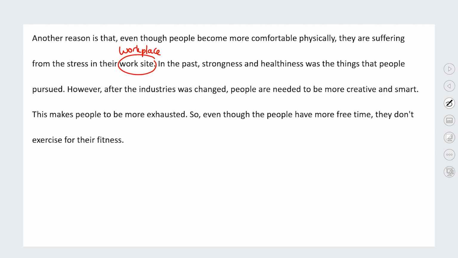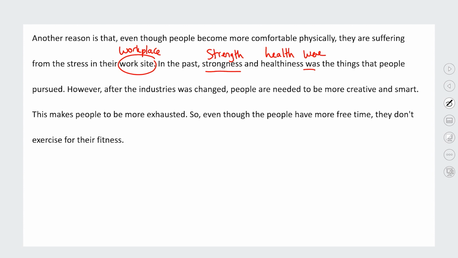In the past, strongness and healthiness were the things that people pursued. Strongness, I think this person means strength. Strongness isn't correct. Strength and health were the things that people pursued.